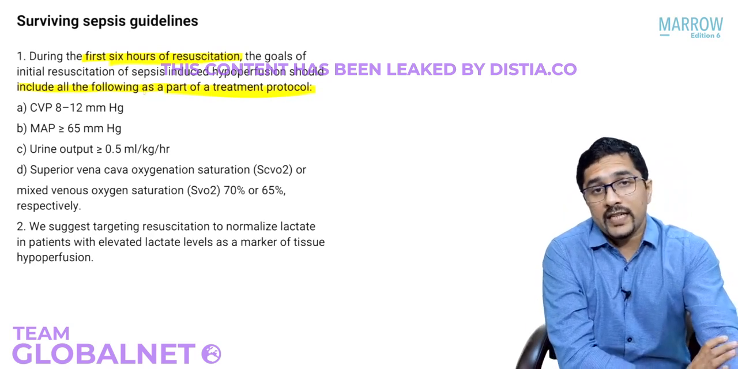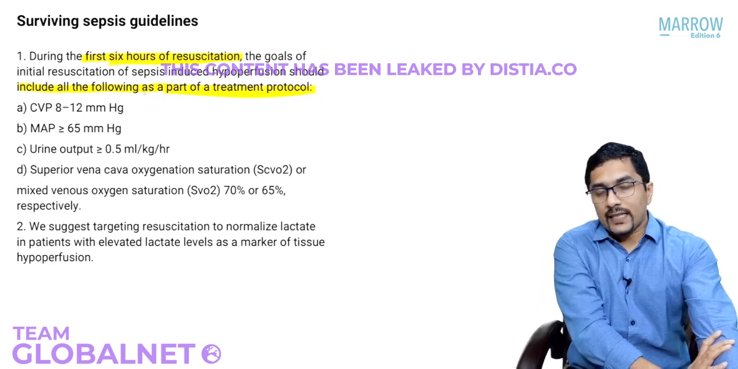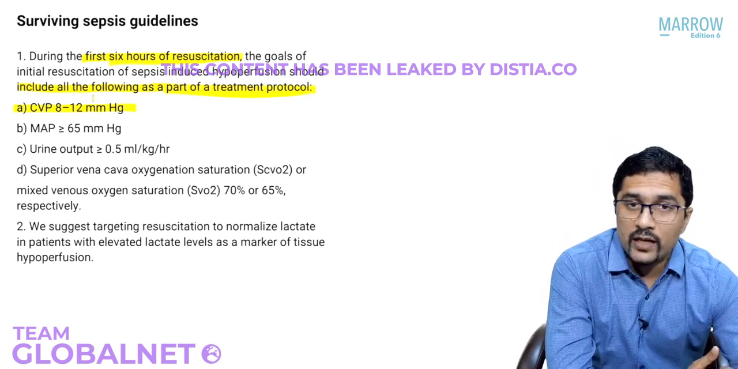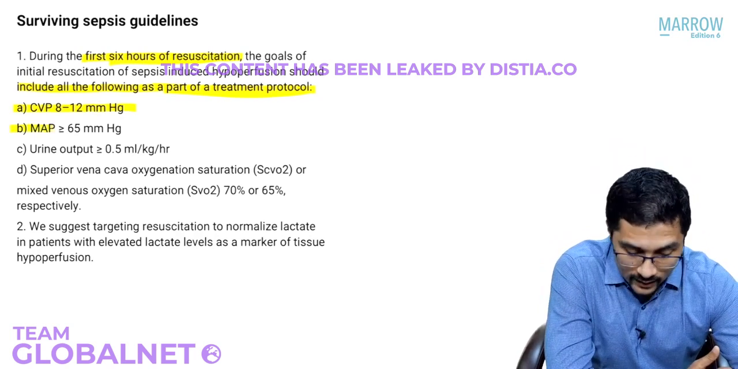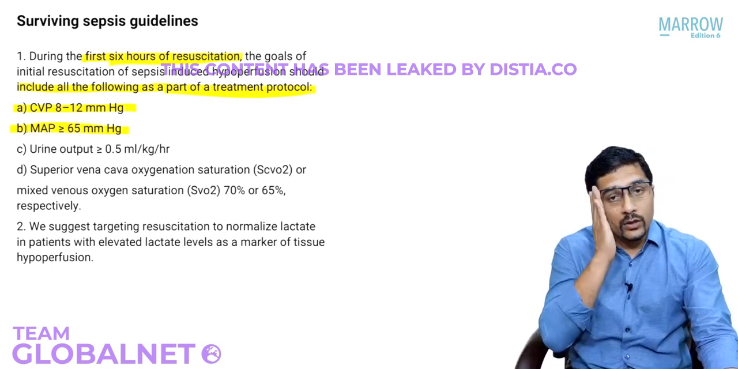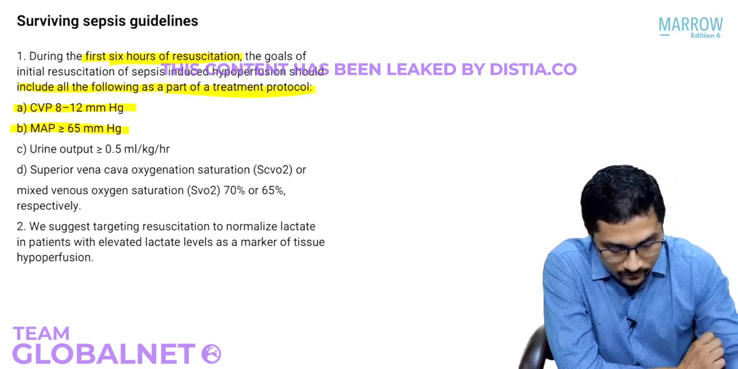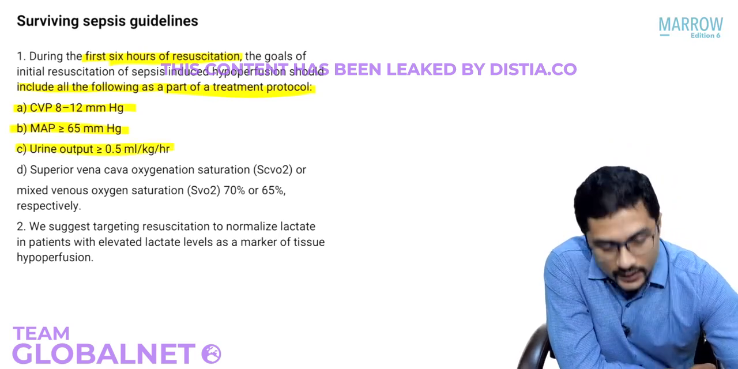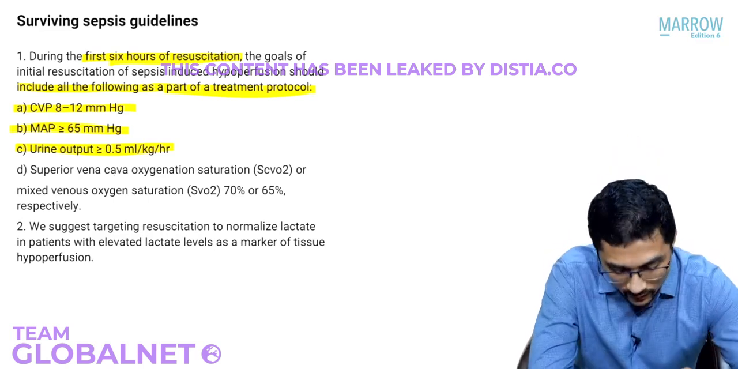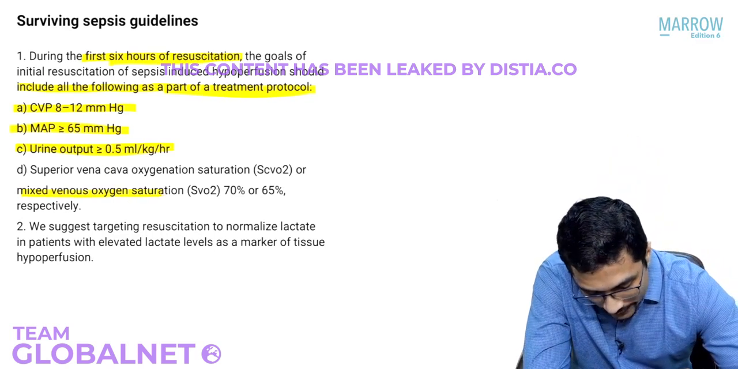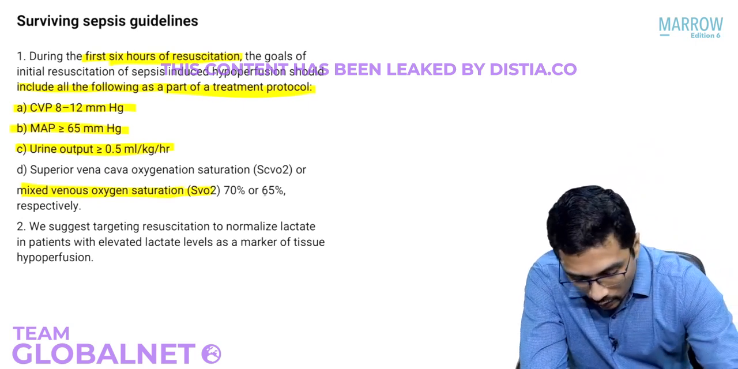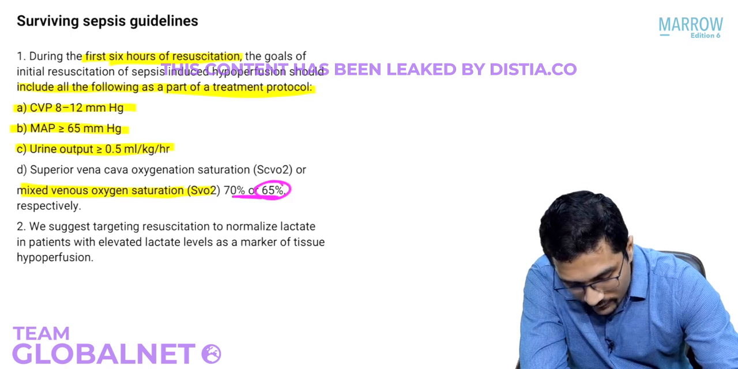What are the goals which we need to achieve in a patient with sepsis who's undergoing resuscitation? We need to get a CVP of 8 to 12 millimeters of mercury, MAP, mean arterial pressure, of more than or equal to 65 millimeters of mercury, urine output of more than or equal to 0.5 ml per kg per hour, and MVOS, mixed venous oxygen saturation, of 65 or more.